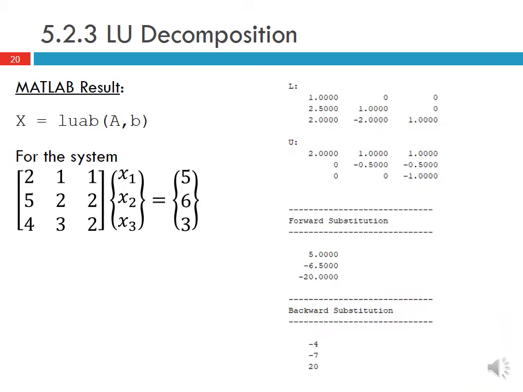And using that same A with this vector B given here, this system of equations produces the result here when we call LUAB. So again, we arrive at the same L and U shown here, and then after the forward substitution, we end up with this result, and then after the backward substitution, we end up with our final result, X, shown here.